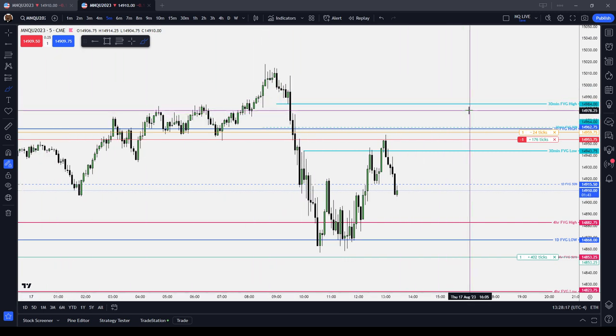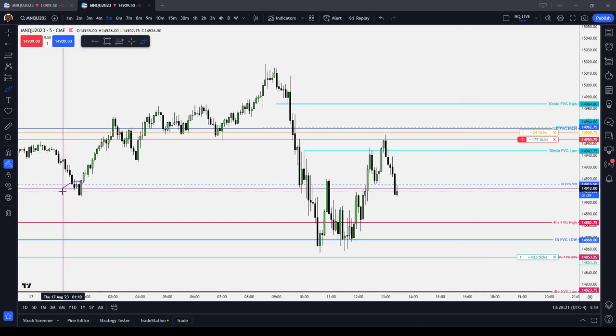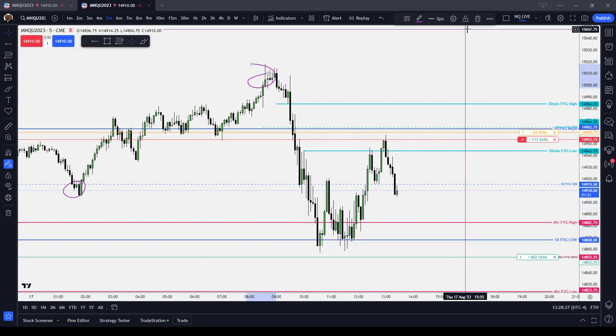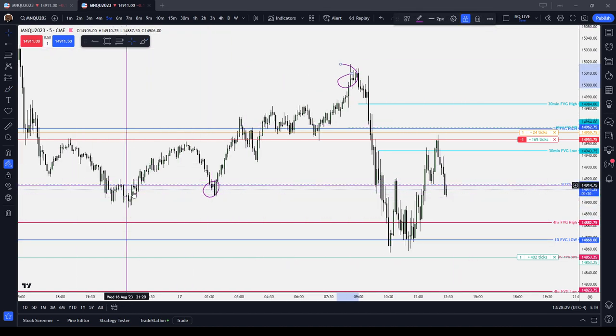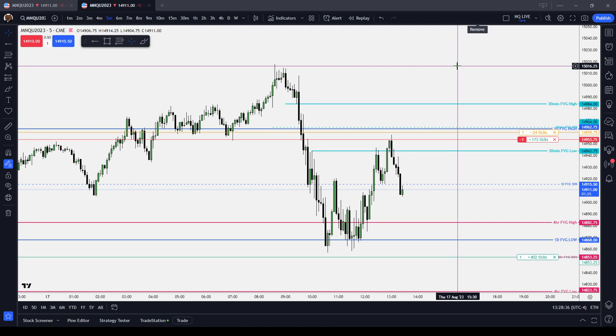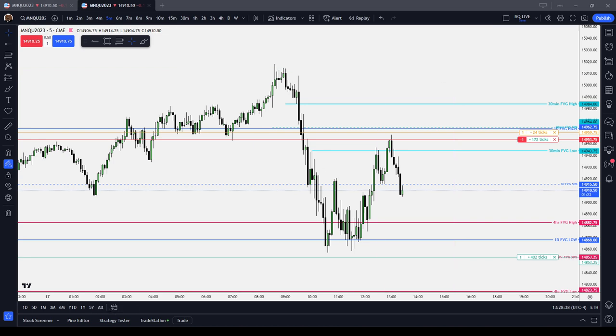And you do not want to really reverse positions until you have the flush. So there was a flush here, there was a flush higher, there was a flush lower here. And you get those flushes usually before a reversal, especially on the NASDAQ. So I want to catch a flush live. So we'll see if we can do that.